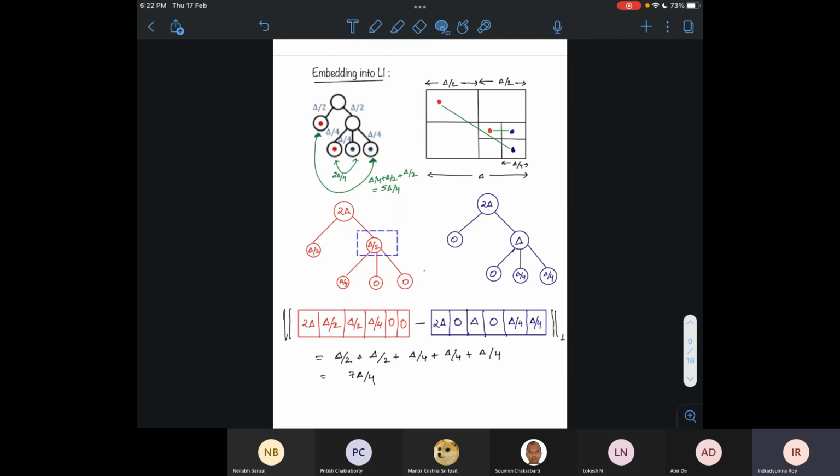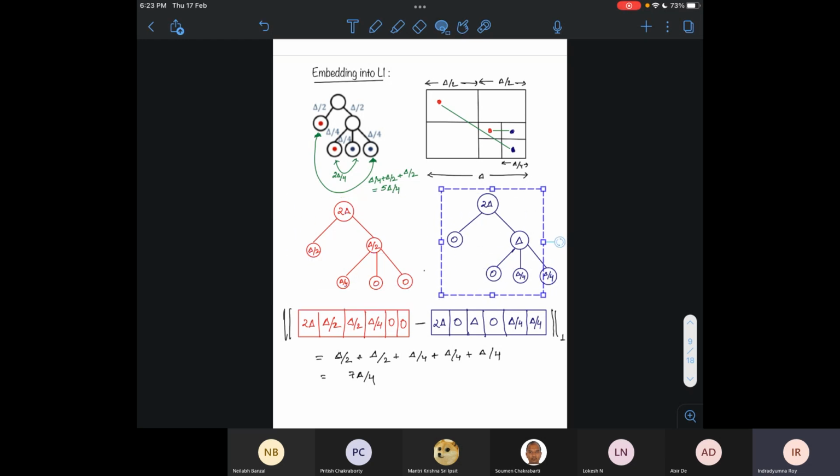And this has delta by 2 because the subtree under this node has only this one red point. So this has the delta by 2 value, which is the edge weight at this level. Similarly, this has delta by 2 because there is only one node here, and this has 2 delta because this is the highest level. The edge weight here can be thought of as delta, and there are 2 points underneath it. So this is the tree for the red items.